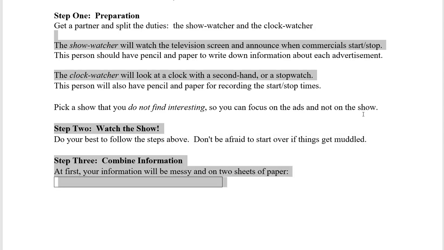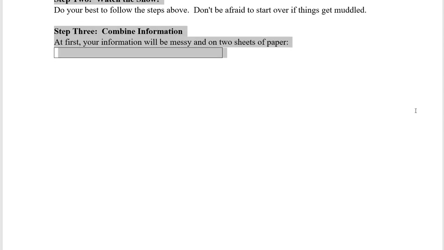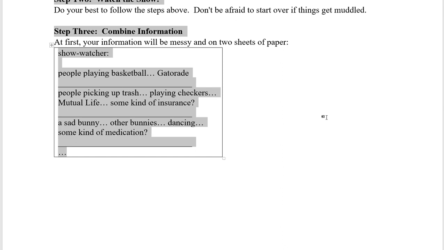Step 3, combine your information. Now, at first, you're going to have sort of messy information. The show watcher will be like, oh, people were playing basketball. I don't know. Okay, it was a great Gatorade commercial. People playing checkers with the grandkid. I don't know. Okay, some kind of insurance company. Okay, you've got all this information.